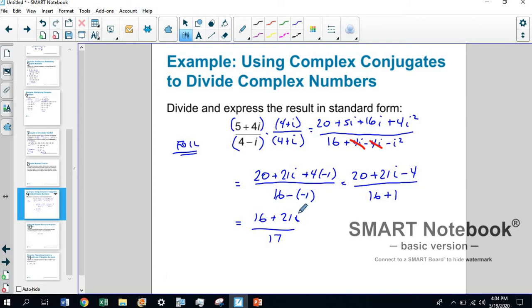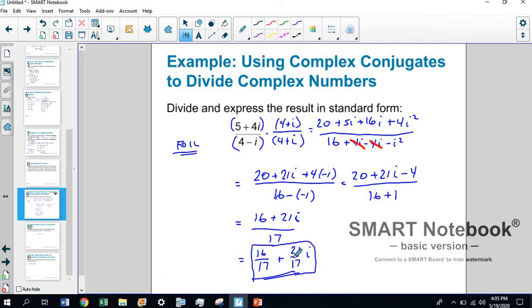The proper form is supposed to be a plus bi. And so in order to do that, we get 16 over 17 plus 21 over 17 times i. That is technically the complex number version of your answer, and this is the way it needs to be written. You can't leave it as one fraction. You need to break it up into the real part and the imaginary part.